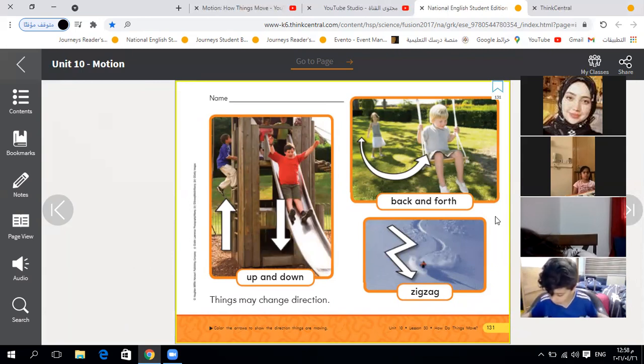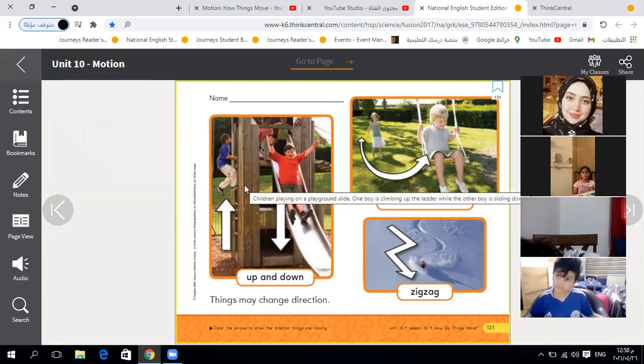Yes, Yahala? Yes, teacher. What about these kids? They move up and down.